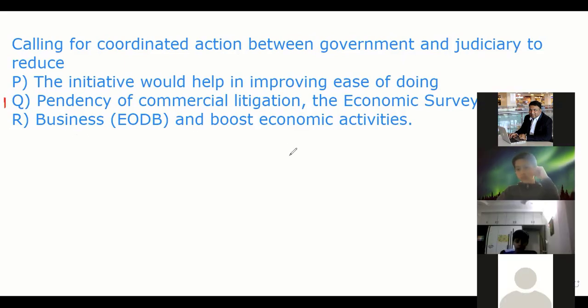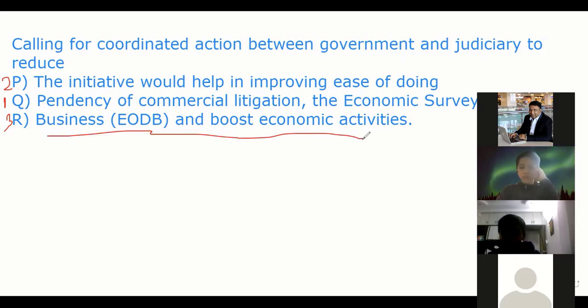Then we use "said that the initiative would help in improving ease of doing business." "Said that business and boost" cannot be next, correct. Because like Samarth says, a full stop is one thing, other also said that. You cannot say "that the business and boost economy." This is not a complete sentence. If you just say "said that business and boost economic activities," that is not complete. Said what? That the initiative would help. That's why, right? You are right, Meghna. First is Q, then P, and then R. Very nice. And everybody said QPR. Very good.